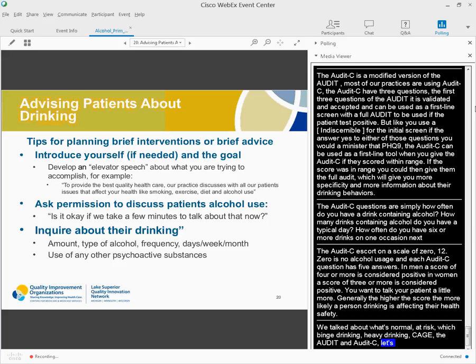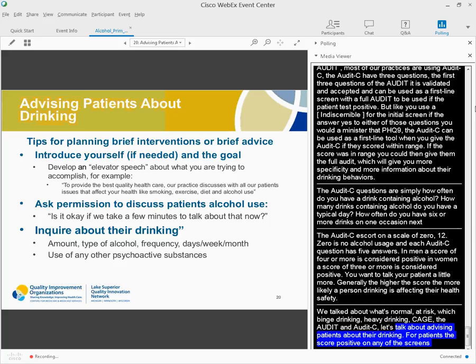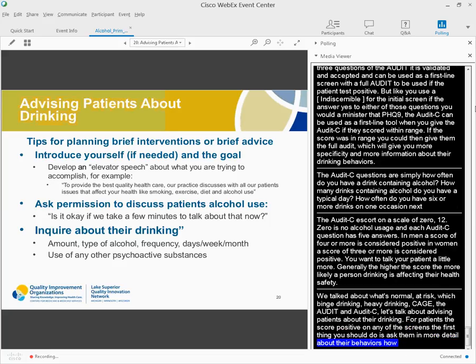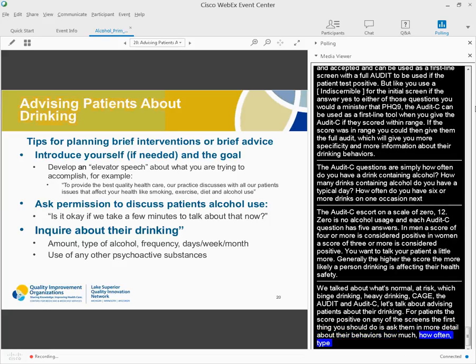So for patients that score positive on any of the alcohol screens, the first thing you probably want to do is ask them in more detail about their drinking behaviors. How much, how often, how many days per week, per month, type of alcohol consumed. Are they mixing drinks at home? Are they drinking 4 to 5 drinks? Are they drinking mixed drinks that contain 2 or more types of alcohol in them?